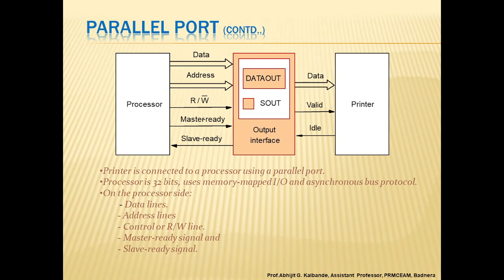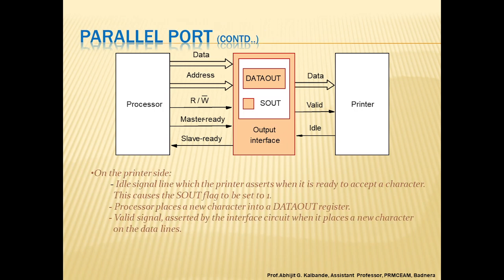If you talk about the printer side, then here the printer is to be connected to the processor using a parallel port. Here the processor is of 32 bits, and uses memory-mapped I/O and an asynchronous bus protocol. On this processor side, there are data lines, address lines, control and read/write lines, and also master ready and slave ready signals. By using these different signals, we can control the overall operation of data transfer or data retrieval.